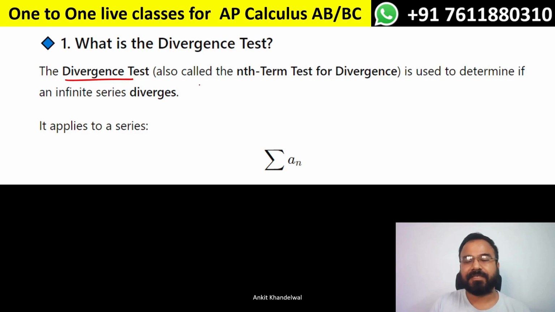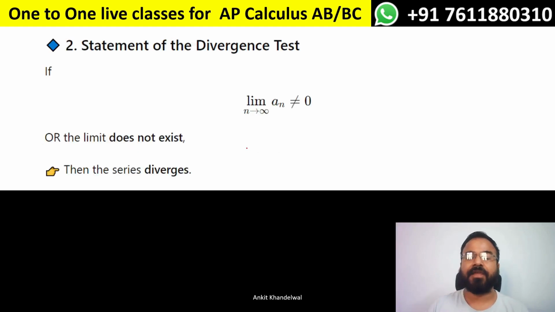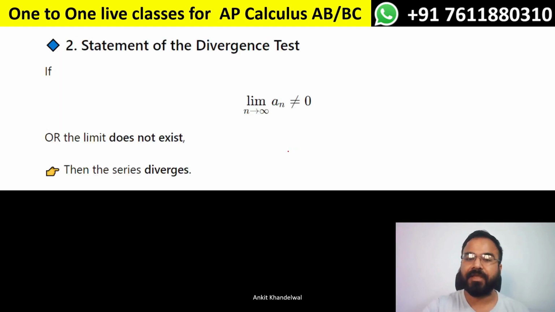This divergence test, as we have discussed, is also known as the Nth Term Test for divergence. It is used to determine if an infinite series diverges. A series will be given to us just like this: let's say n goes from 1 to infinity, sigma an. What we have to do when this type of series is given is take the term of that series, apart from the sigma, and apply this condition.